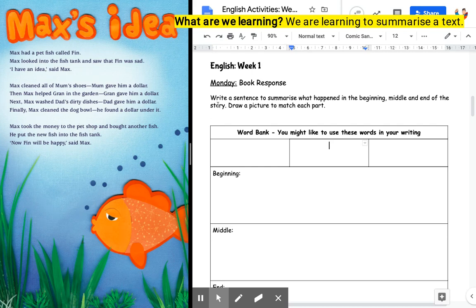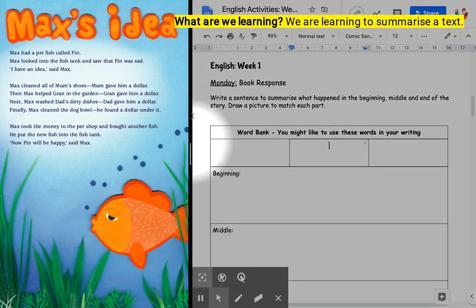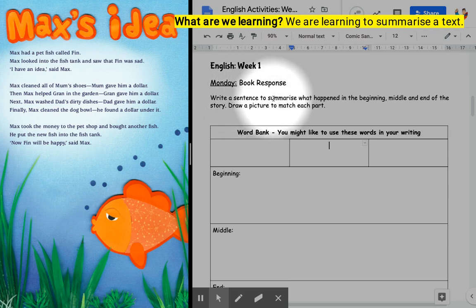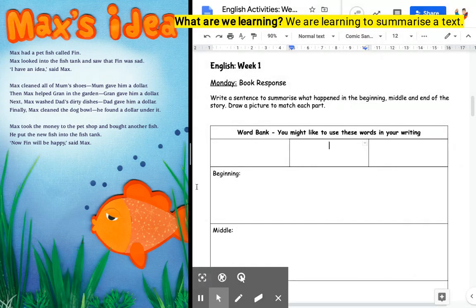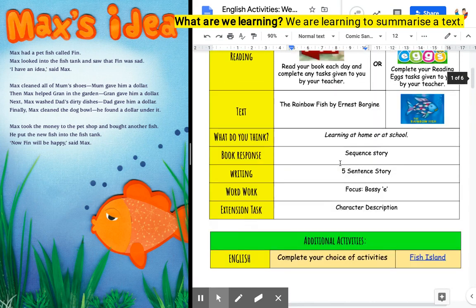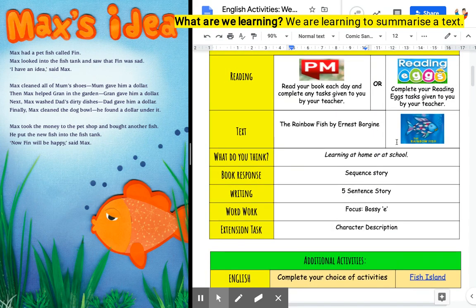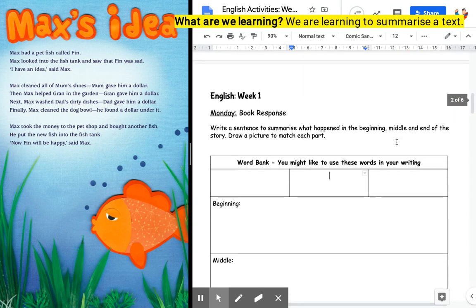First, let's read the instructions. So it says, Monday, book response. Write a sentence to summarize what happened in the beginning, middle, and end of the story. Draw a picture to match each part. Now, the story I'm going to be summarizing is Max's Idea. The story you're going to be reading and summarizing is actually The Rainbow Fish. I'm just going to show you how to do it.